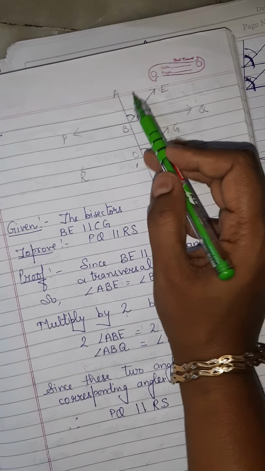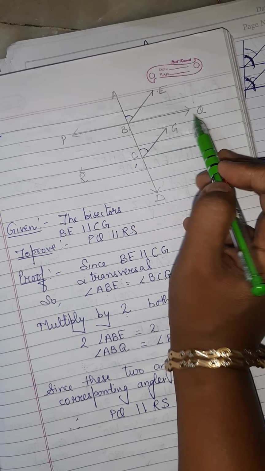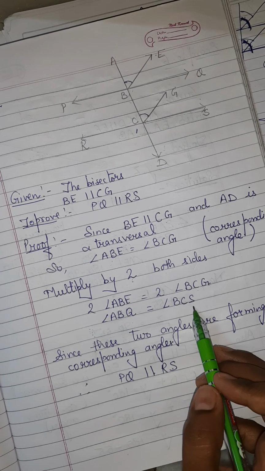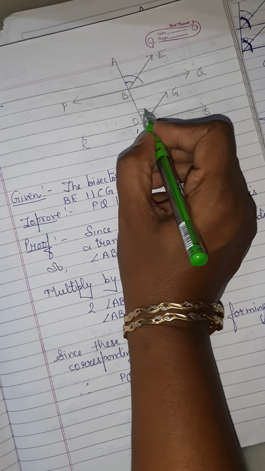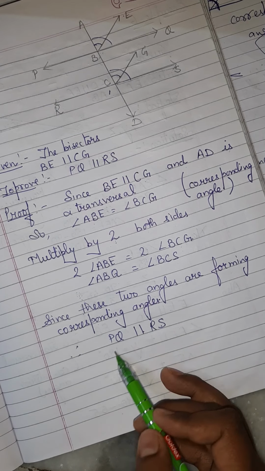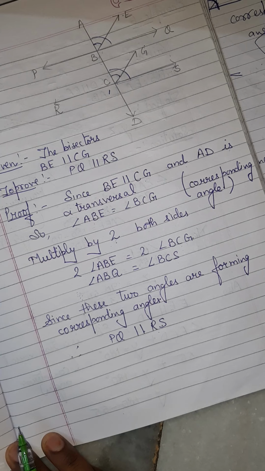ABE का डबल क्या हुआ? ABE का डबल ABQ and BCG का डबल BCS, correct? So ABQ is equal to BCS. And what about these two angles? They are again forming corresponding angles. Since these two angles are forming corresponding angles, we can say that PQ is parallel to RS.